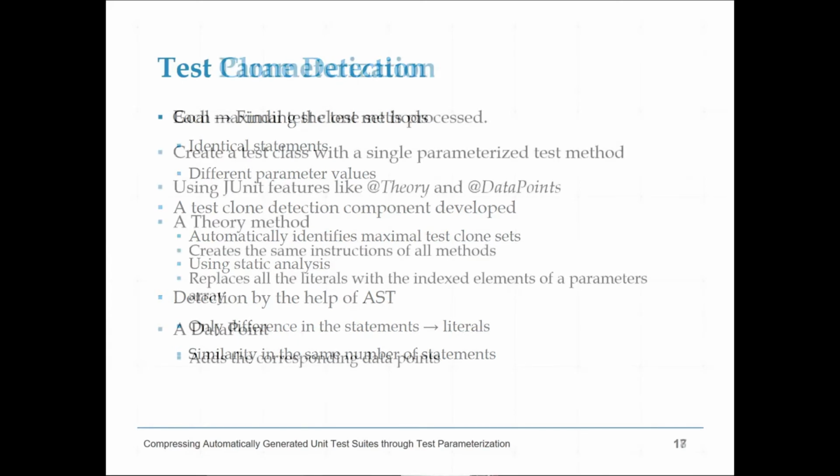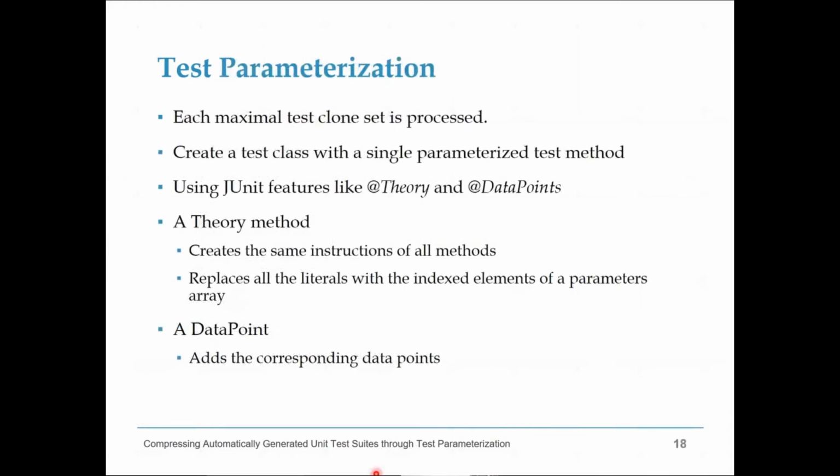Third phase is test parameterization, in which each maximal test clone set is processed. Then we create a test class with a single parameterized test method by using JUnit features like @Theory and @DataPoints. A theory method creates the same instructions of all methods and replaces all the literals with the index elements of a parameters array. And a data point just adds the corresponding data points, literals.